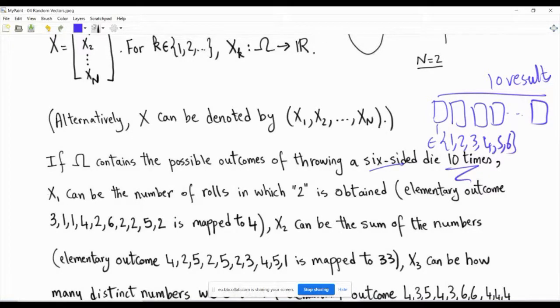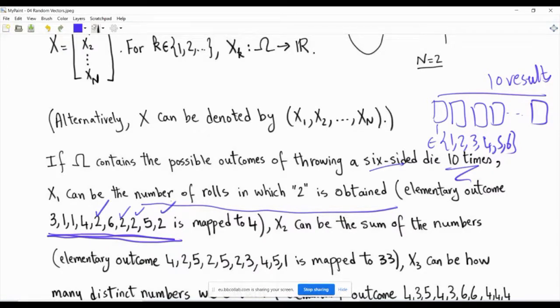Now, how do we map them to real numbers? It depends on what we are doing in life. So you may be interested in some numerical results, like the number of rolls in which 2 is obtained, right? So this may be one of the resulting sequences, and maybe your interest for some reason is that you need to take this sequence and assign to it a number that is basically the count of the number 2. So how many times does number 2 appear in the sequence? So here 2, it's 1, 2, 3, 4.